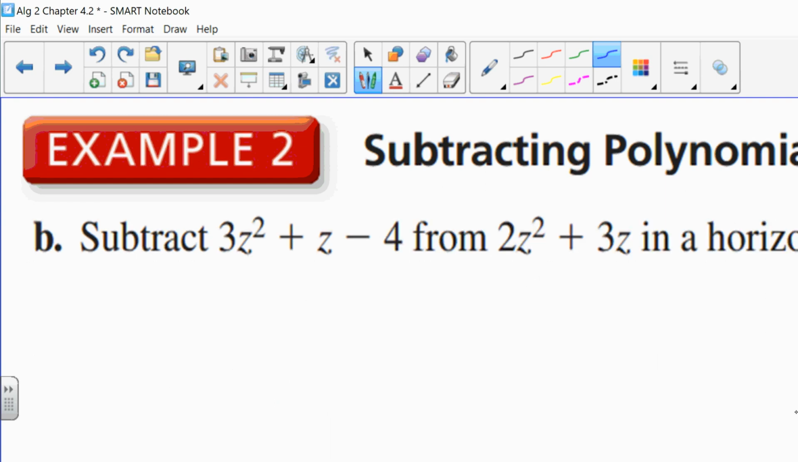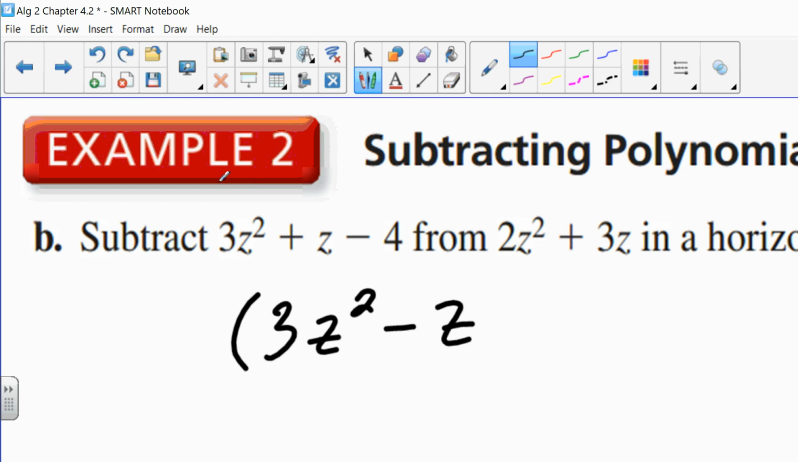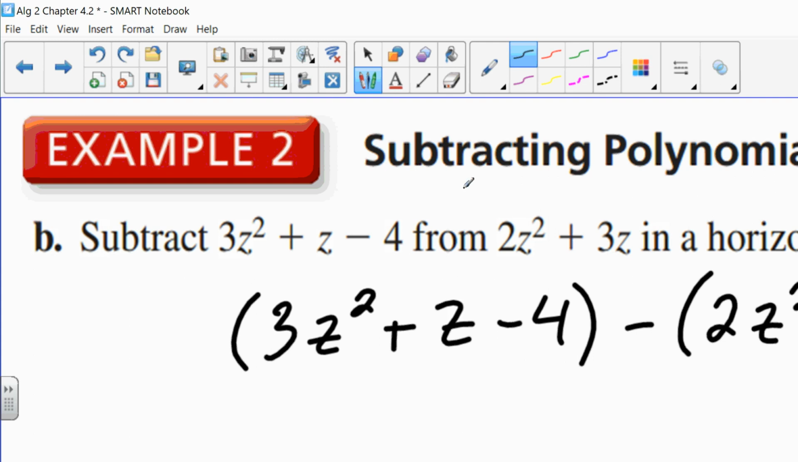Well, let's look at subtracting horizontally. When we subtract horizontally, it will be almost the exact same as adding horizontally, because we'll start off by just rewriting it. Our first expression minus the second expression. Give you all a second to write that down.